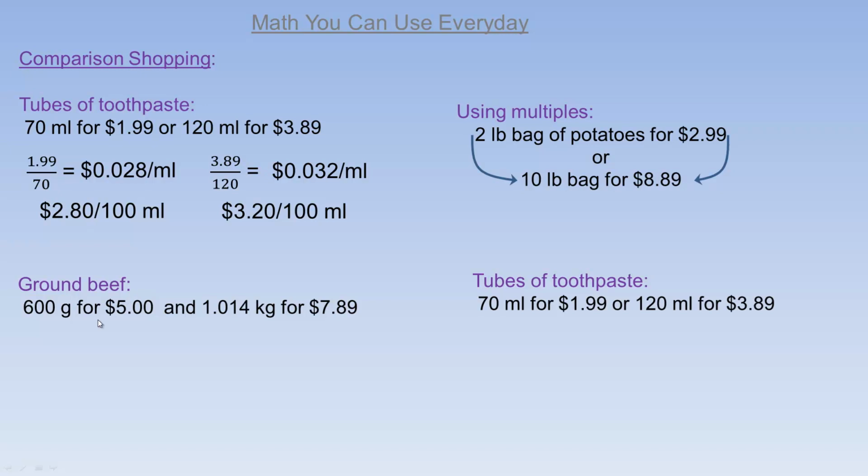Second one here, we've got this ground beef. You've got a 600 gram package for $5 and a 1.014 kilogram package for $7.89. So again, which is the better buy? So we're going to find the cost per kilogram.